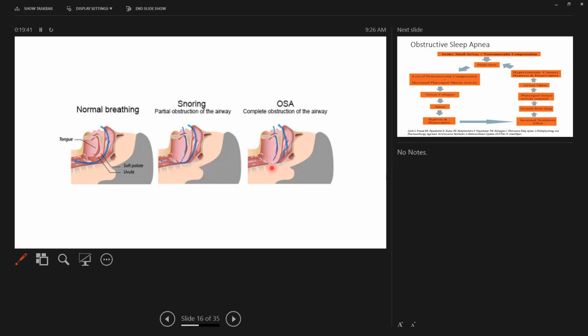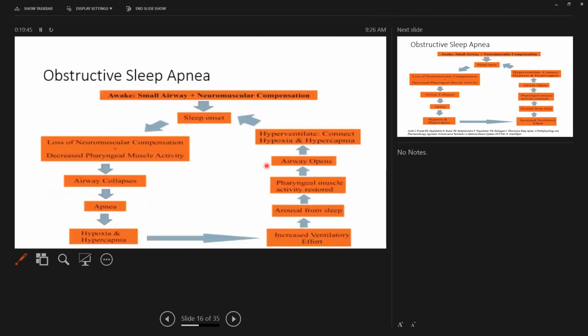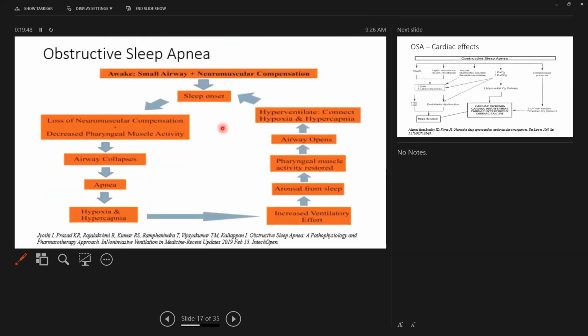Now, this is the very brief pathology of OSA. It is again very simple. There is a neural control of our breathing, and there is a muscular control of our breathing. While sleep onset occurs, we have a loss of neuromuscular compensation. The tone of the muscles was being maintained in the awake state, and in the awake state the patient usually doesn't snore. The muscles are being pulled up. Now, when you sleep, the tone gradually reduces and the muscles relax, and then they are pushed to that side, and the airway collapses.